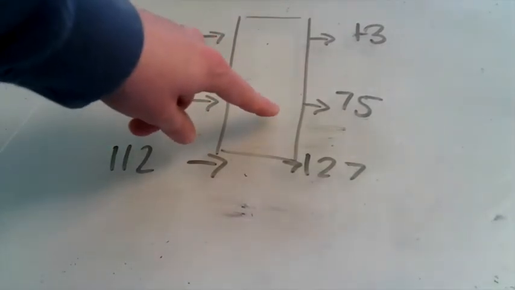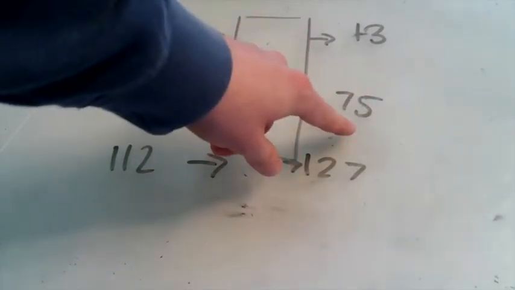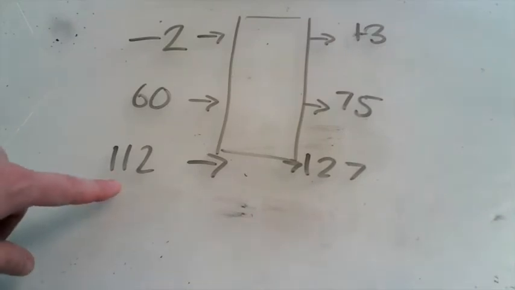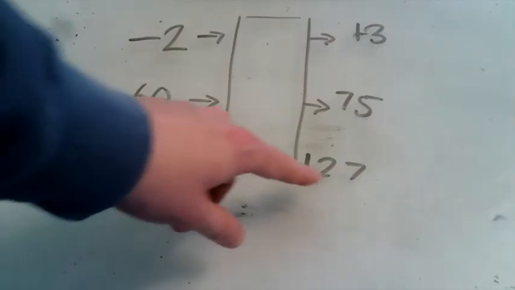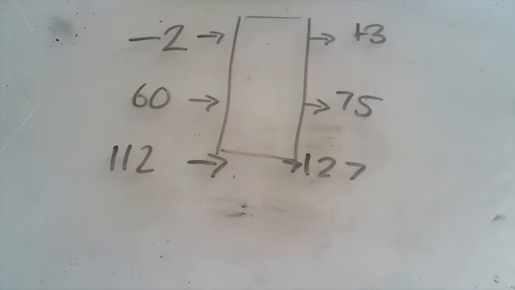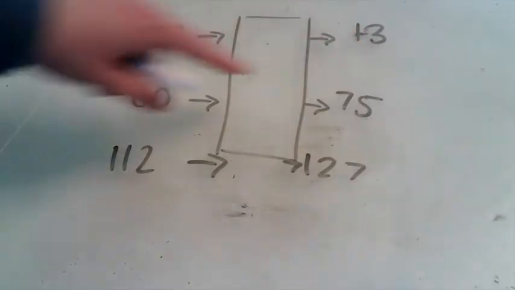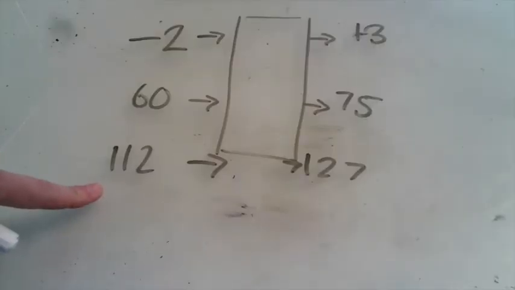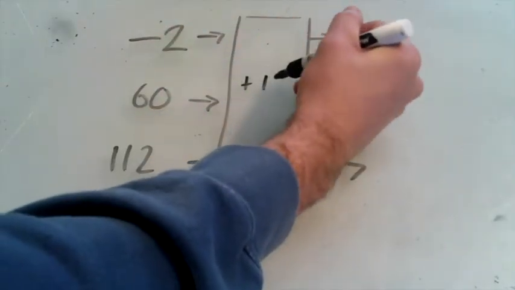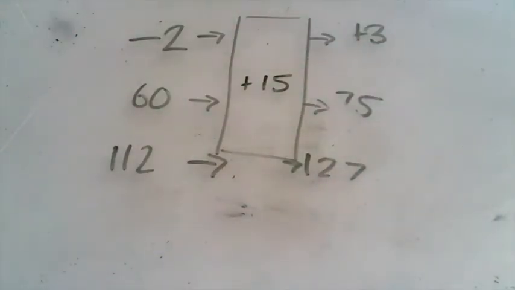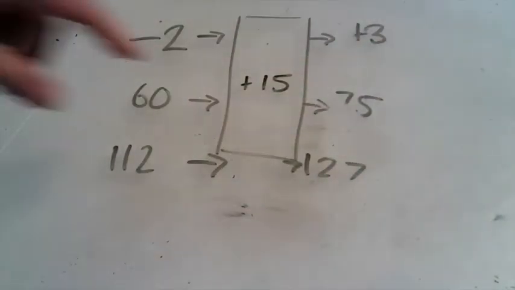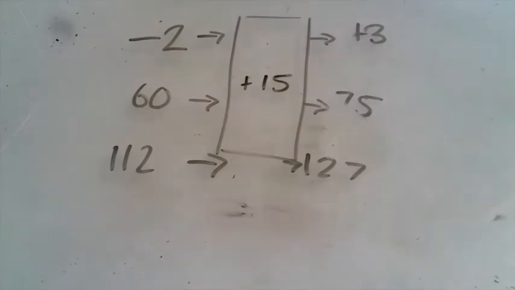60 goes into the mystery operation box and it comes out with 75. 112 goes into the mystery operation box and comes out with 127. So what happens to every single one of those numbers to get from -2 to 13, to get from 60 to 75, to get from 112 to 127? That's it, they're adding 15, aren't they? So there's a mystery operation in that box that is saying add 15.